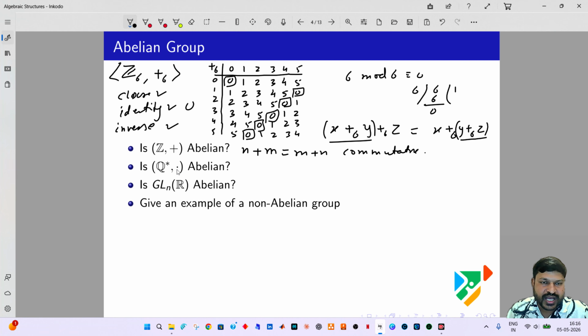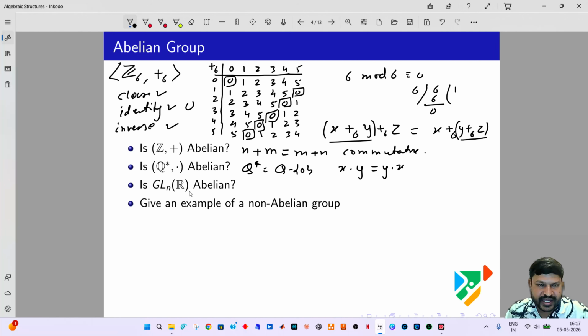What about Q star with respect to multiplication? What is Q star? Once again, it is the set of rational numbers from which you have removed the 0. So is it abelian? Before showing abelian, you have to verify that it is a group. So you have to verify it has the closure property, the associative property, it has an identity which is 1, and it has an inverse which is 1 upon x, just like for real numbers. And then you will show that multiplication of any two rational numbers is commutative, hence it is abelian.